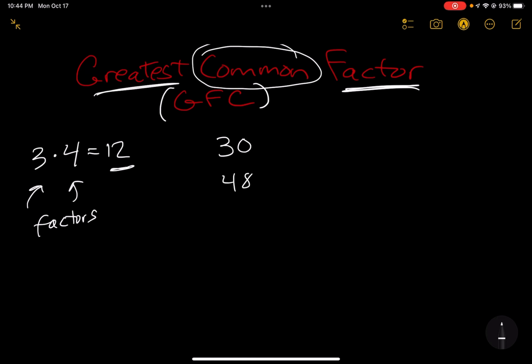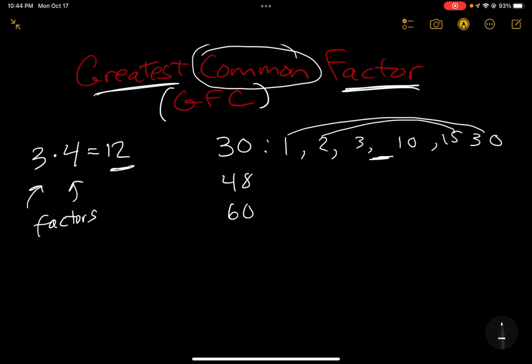48, and 60. Okay, now what are the numbers that I would have to multiply by to get to 30? Always 1 and the number, right? There is 2 times 15. There is 3 times 10. And you see how I'm closing in and these numbers are getting closer together? That's not a coincidence. I spaced them out to pair up like this because it helps me understand where I should stop.